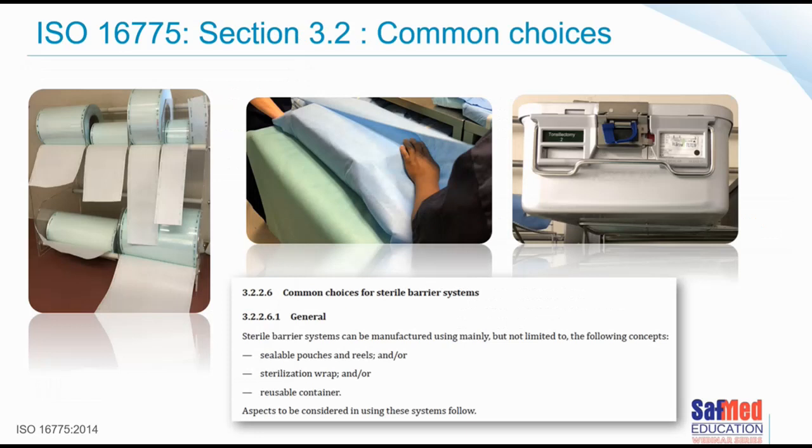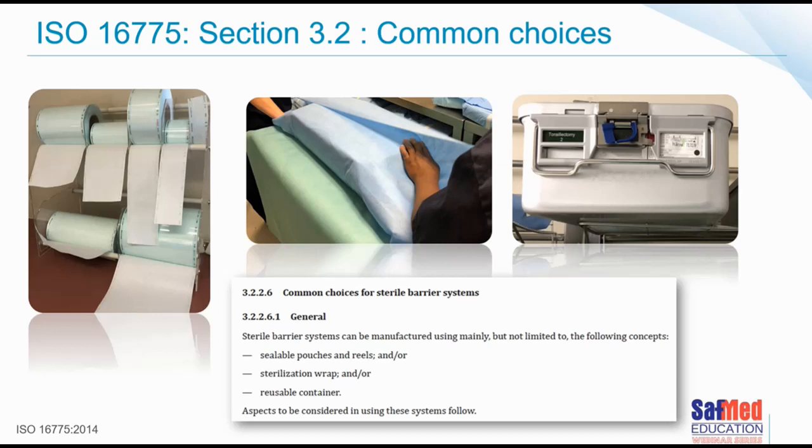Now moving on to section 3.2.2.6 of ISO 16775, it says common choices for sterile barrier systems. In general, sterile barrier systems can be manufactured using mainly but not limited to the following concepts in the hospital setting: a sealable pouch or reel and/or sterilization wrap and/or reusable containers.